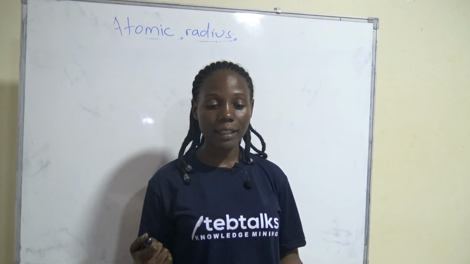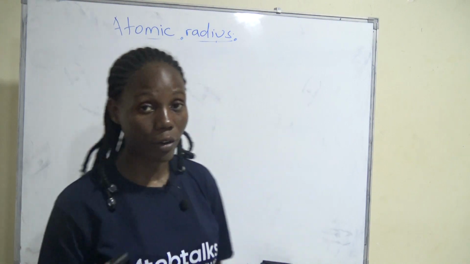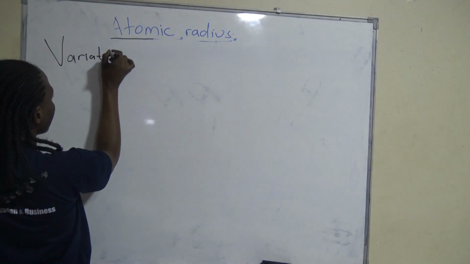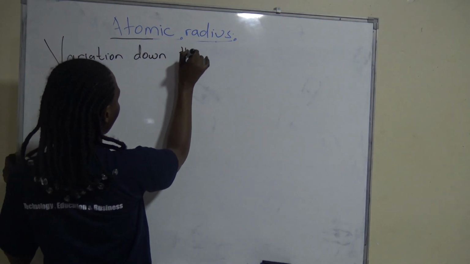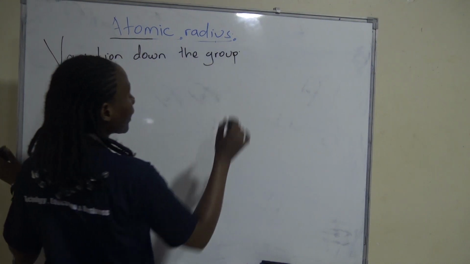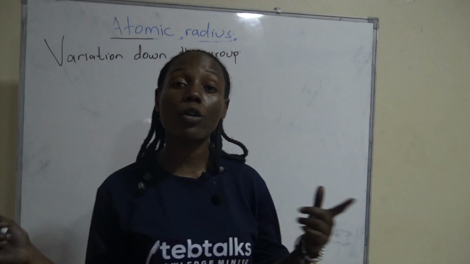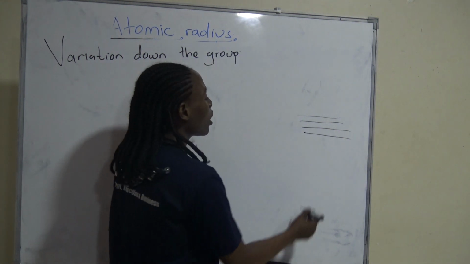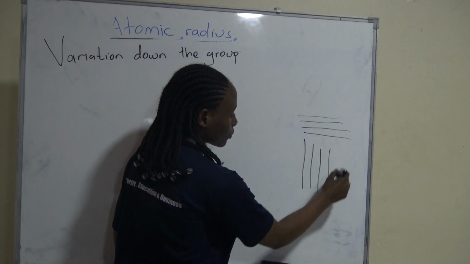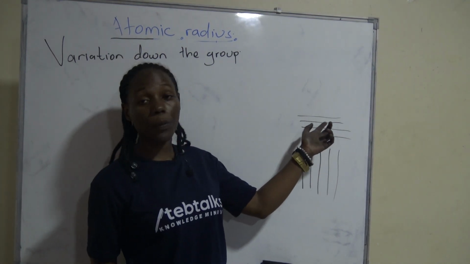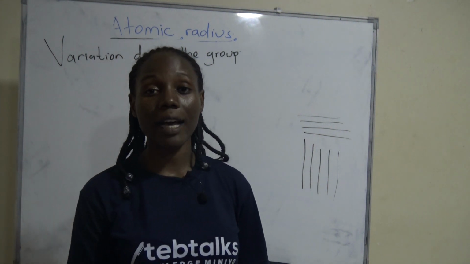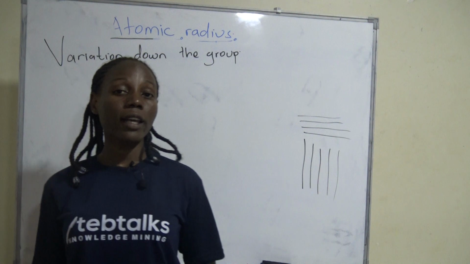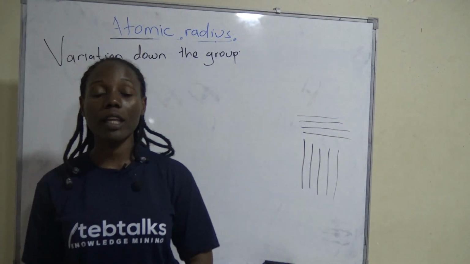elements. Now we are going to look at the variation down the group, using the knowledge that we saw from variation across the period. If across the period nuclear charge is increasing, what about when we move down the group? Because moving down is the opposite of horizontal, that automatically means that moving down the group, the atomic radius increases. Whereas moving across the period, the atomic radius decreases.